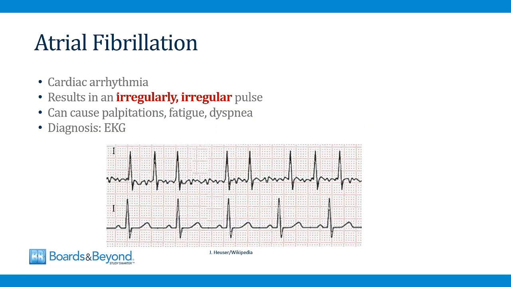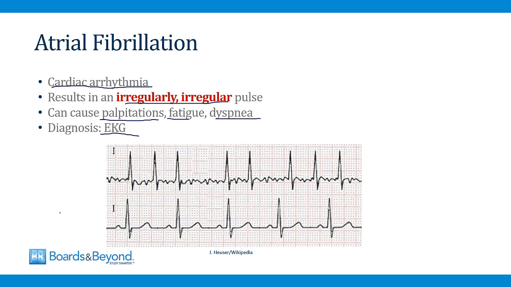Let's start by talking about atrial fibrillation. Atrial fibrillation is one of the most common cardiac arrhythmias. You will definitely see this on your clinical rotations frequently. It causes a pulse that is irregularly irregular. This is the classic description of the pulse in atrial fibrillation, and you should recognize it for your board exams. The symptoms, as we'll talk about in a minute, are variable, but atrial fibrillation can cause palpitations, fatigue, and sometimes dyspnea, and the diagnosis is always made by EKG.